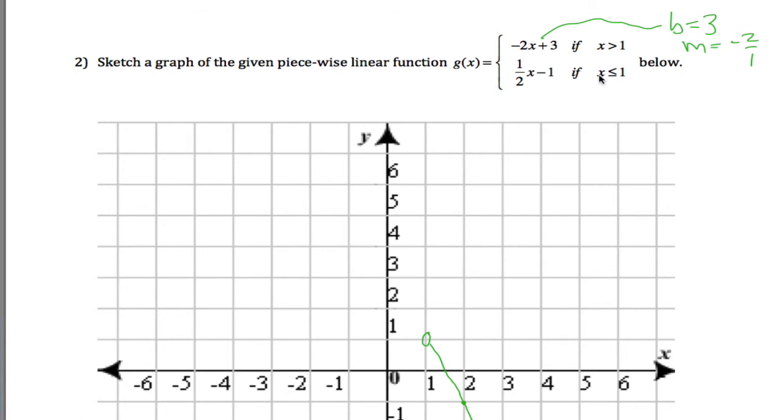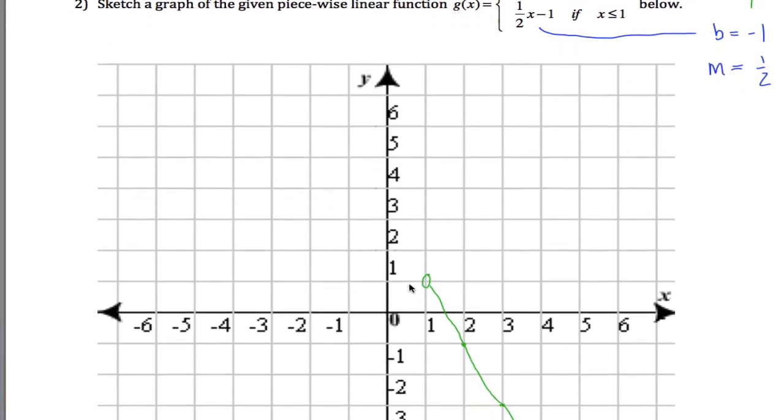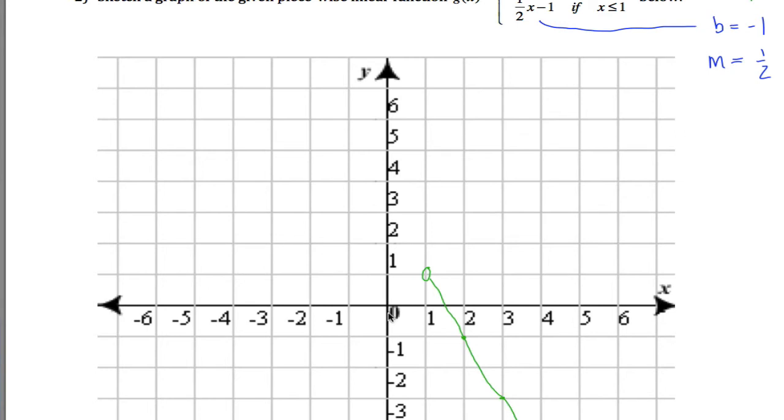The other part of the equation, I think it'll be a little bit easier because this is when x is less than or equal to 1, and you'll note that 0 falls into that interval. So when I use slope-intercept form and say that my value of b, the y-intercept, is negative 1, my value of m is 1/2, I can start drawing it immediately. I can say, all right, the negative 1 for my y-intercept is right here. And then you go up 1 over 2.